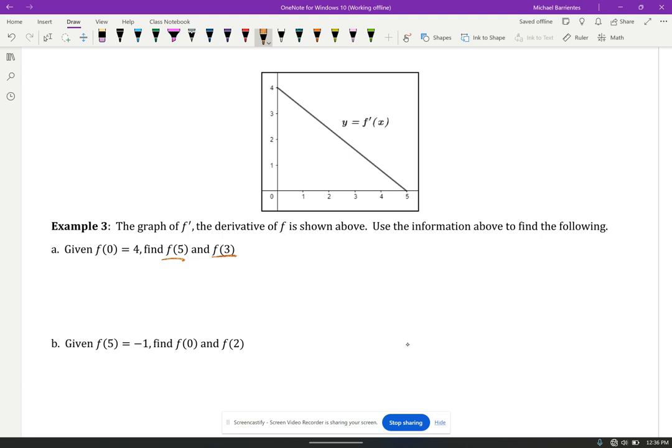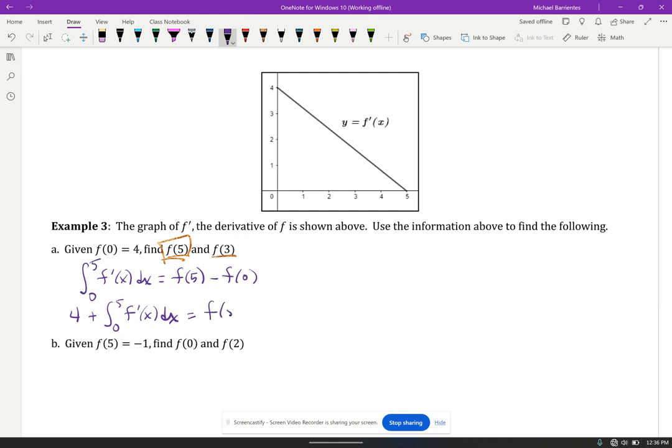But we're given an initial amount: f of 0 is 4. So remember what the fundamental theorem says, to take the integral. Let's do this one first. The integral from 0 to 5 of f prime of x dx is the antiderivative of f prime, or the original function f, evaluated at 5 minus the same function evaluated at 0. We already know f of 0 is 4, so I'm going to add this over, and we get 4 plus the integral from 0 to 5 of f prime of x dx.